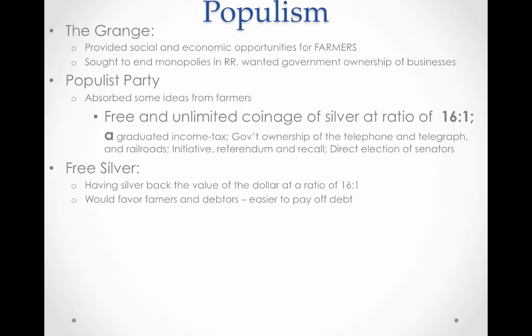One other aspect of this populist party and populism of the time was the idea of free silver, of having silver back the value of the dollar in a ratio of 16-1. Now, you don't necessarily have to know the ratio, but what's important to know is that at this time, the dollar was actually backed by what precious metal? Gold. So today we know what's more valuable, gold or silver? Gold. That's true. But if it was switched to silver, that means the value of the dollar would actually decrease. There would be more money in circulation. It would help farmers and debtors pay off those debts easier. So this was something that the populists and farmers and people who joined the Grange were very supportive of, free silver.